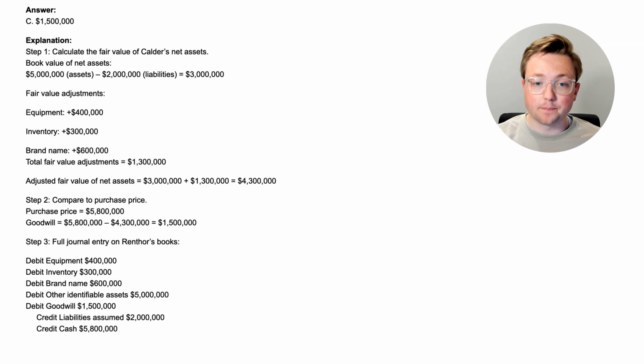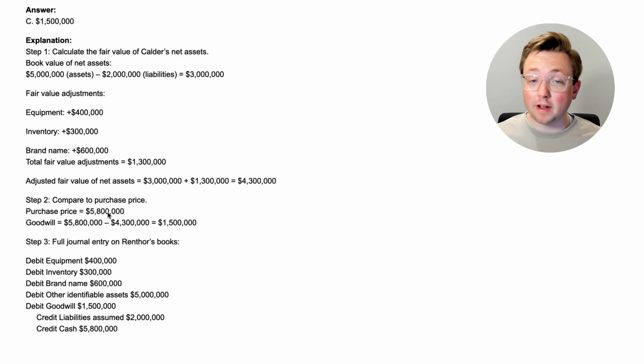So let's walk through this. First off, just like we did before, we have to calculate the fair value of the net assets. So $5 million of assets minus $2 million of liabilities, $3 million. And then we have the fair value adjustments. The equipment was undervalued compared to fair value by $400,000. Same with the inventory, and the brand name hadn't been recorded. So all those things are fair value adjustments of $1,300,000. So the adjusted fair value of the net assets is $4,300,000, because again, it's the $3 million plus the $1,300,000. So now we can compare that to the purchase price.